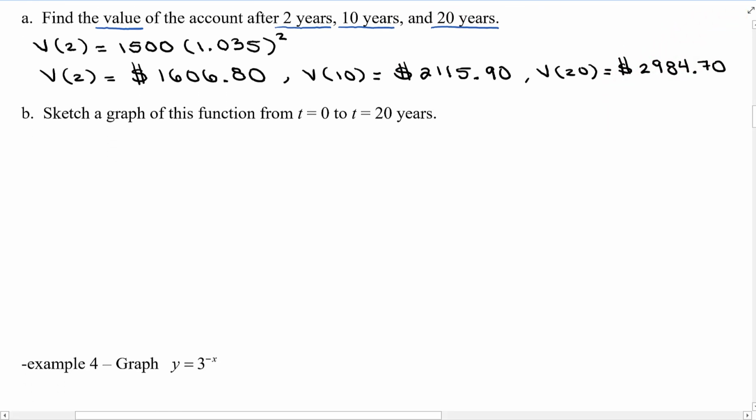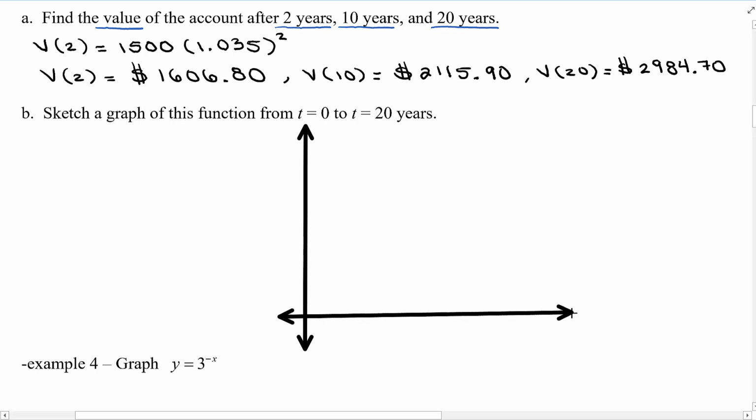B, sketch a graph of this function from t equal to 0 to t equal to 20 years. I'm going to draw a coordinate plane here. This is going to represent my vertical axis, my y-axis, and here is my horizontal axis. I'm going to label them: my horizontal axis is going to be my t-axis, t for time in years, and my vertical axis is going to be v of t, which is representing the value of the account.